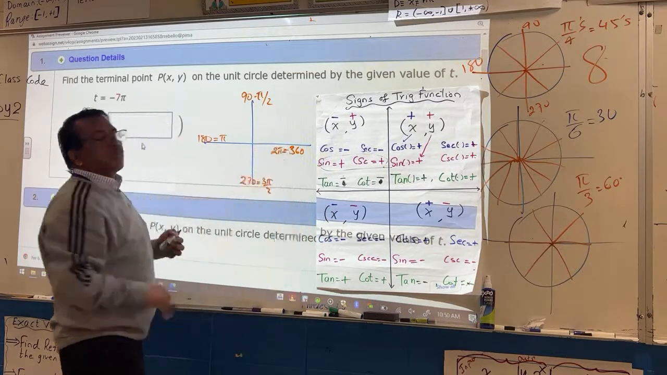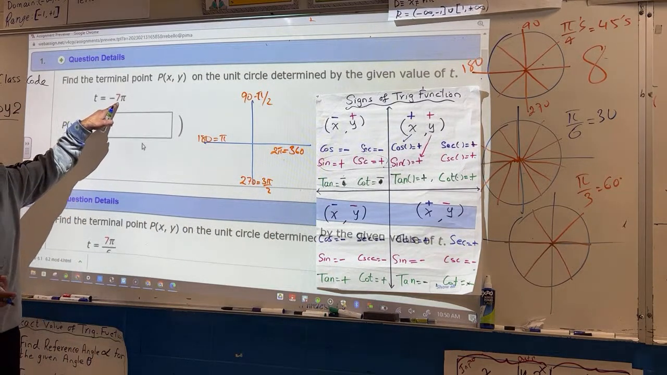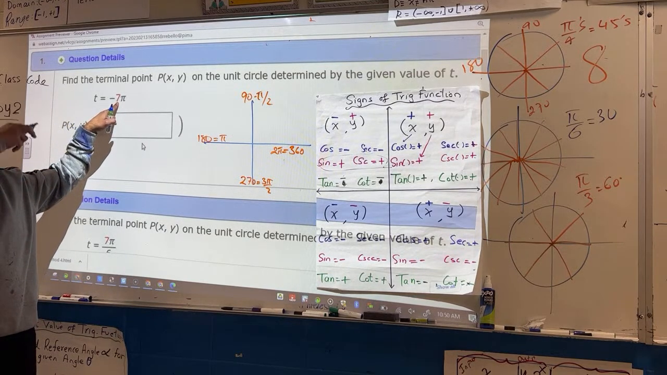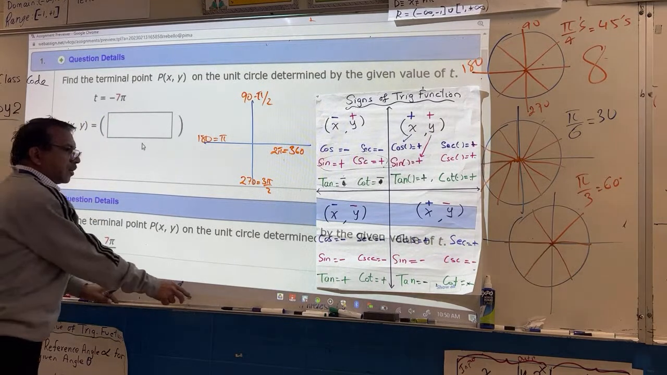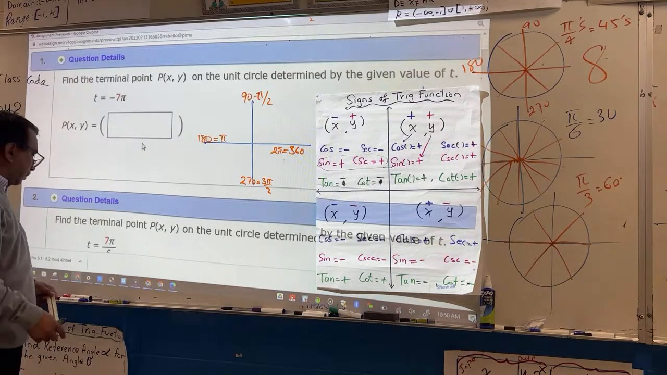Okay? And if you want to answer this, let's ask Jocelyn. Come on, you can know that, Jocelyn. Tell me now, where do you think? Should I go clockwise or counterclockwise? Counterclockwise, okay. So if it's counterclockwise, where do we end up?